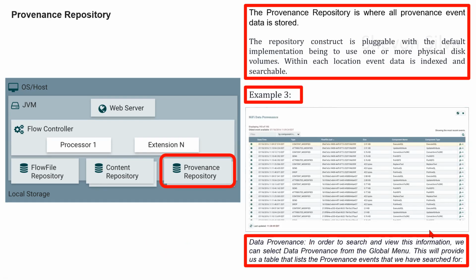Now we are focusing on data provenance. In order to search and view information, we can select Data Provenance from the global menu. This will provide us a table that lists provenance events from the global menu.